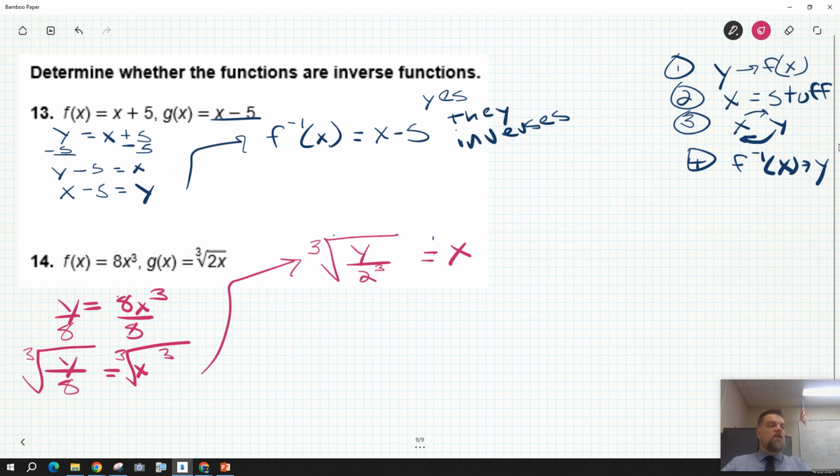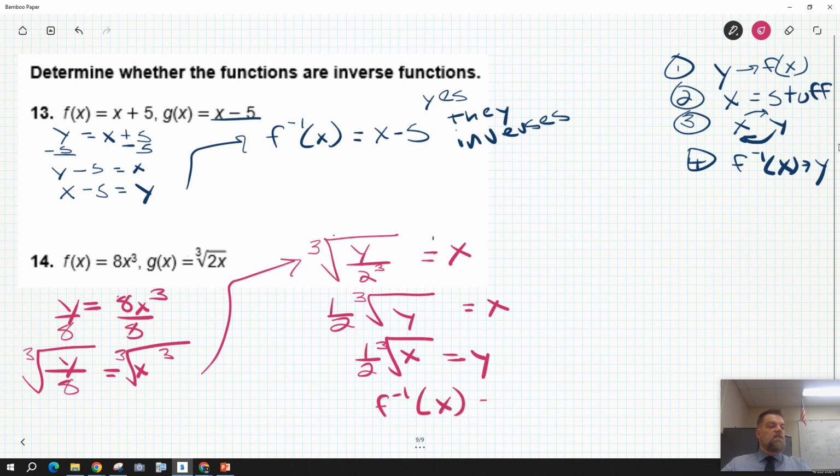So then this 1 over 2 could be pulled out, so it'd be 1 over 2 cube root of y equals x. Then when we swap the x and y's, I got 1/2 times the cube root of x equals y. And so then f inverse of x is equal to 1/2 times the cube root of x. So, no, they are not.